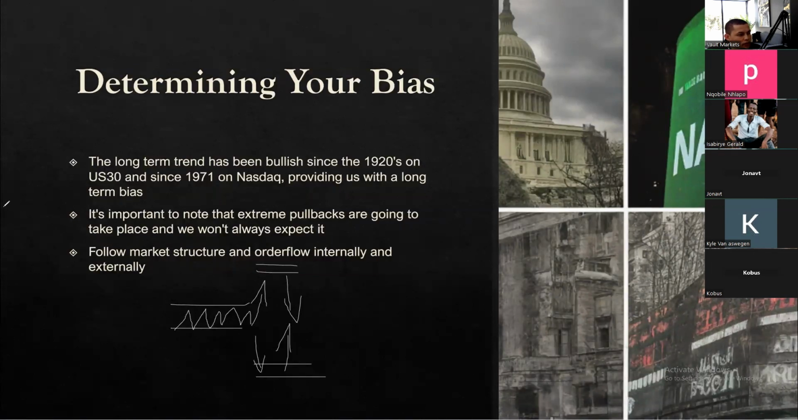Okay, so that's a very important thing. You have to more or less have a clear, determined bias way before the move actually happens. And here's the other thing. When the move happens, let's say, for instance, you have your zone, you have your accumulation.